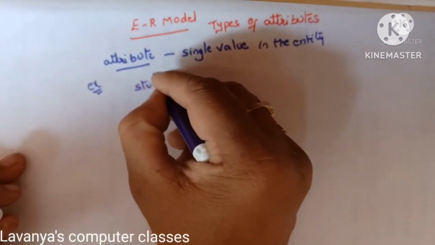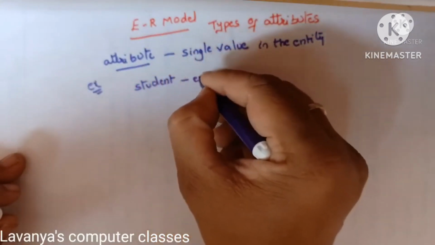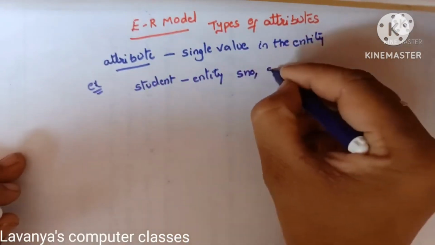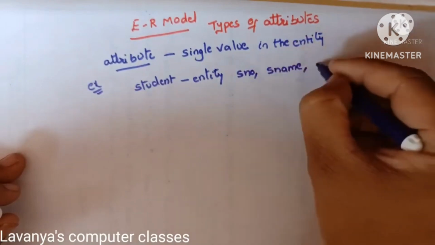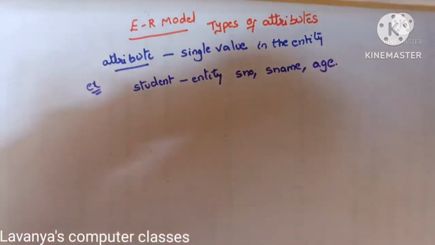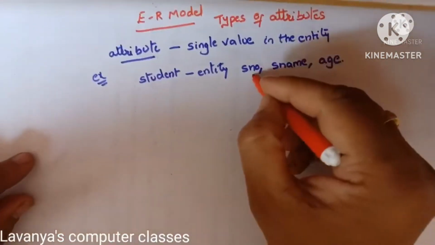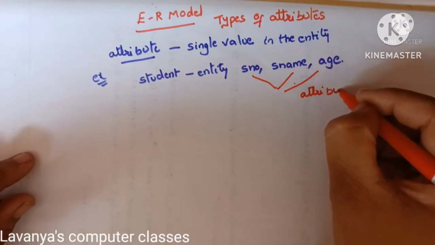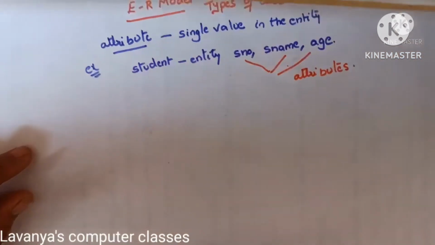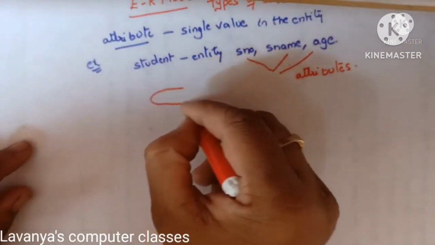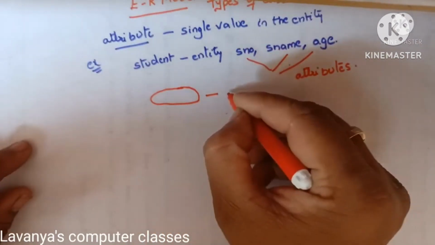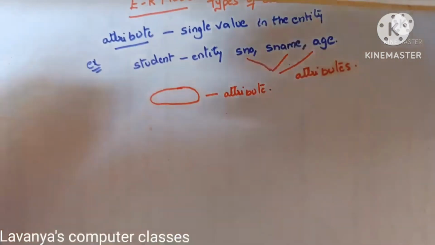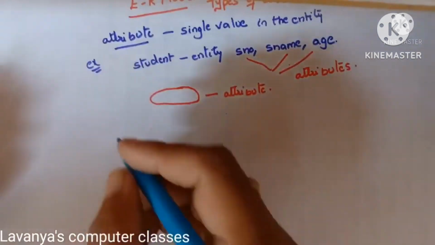For example, student entity. Student entity means what are the values taken in the student: we have serial number, student name, age, like this. Serial number, student name, age, all are known as attributes of this entity student. Attribute means single value. Serial number is a single value. So in ER diagrams, an ellipse is used for representing an attribute.